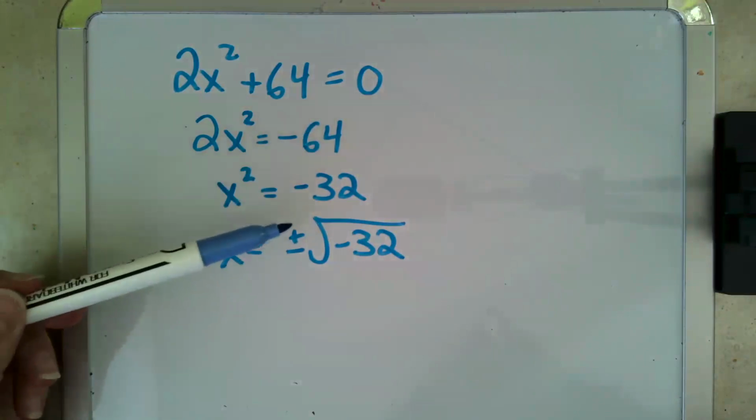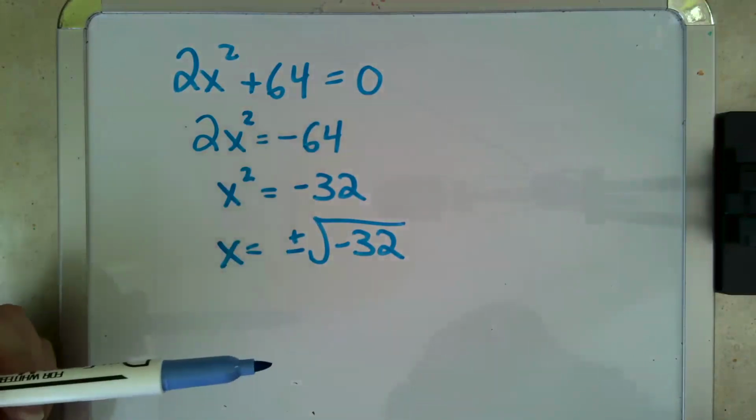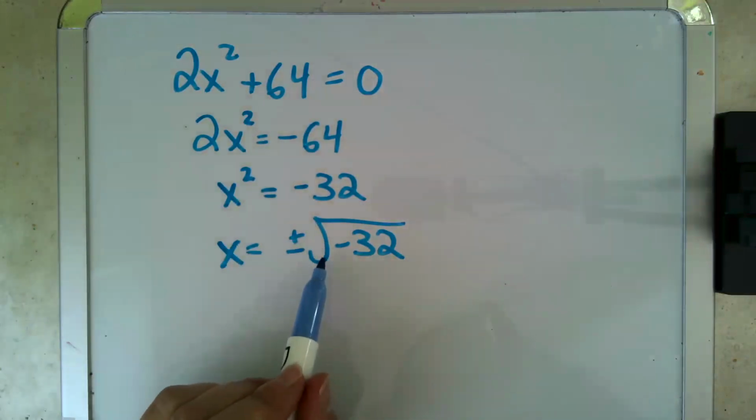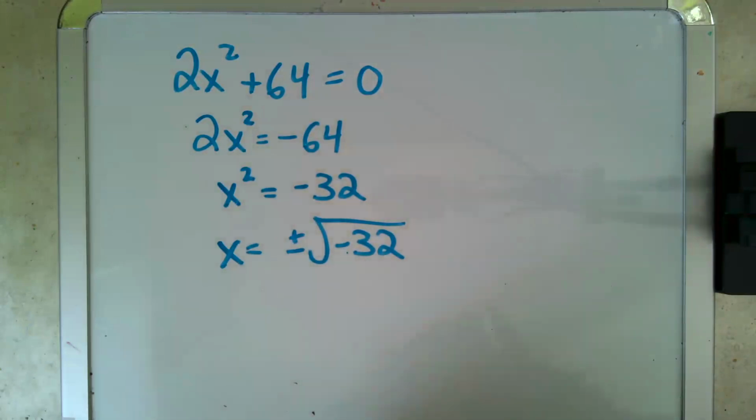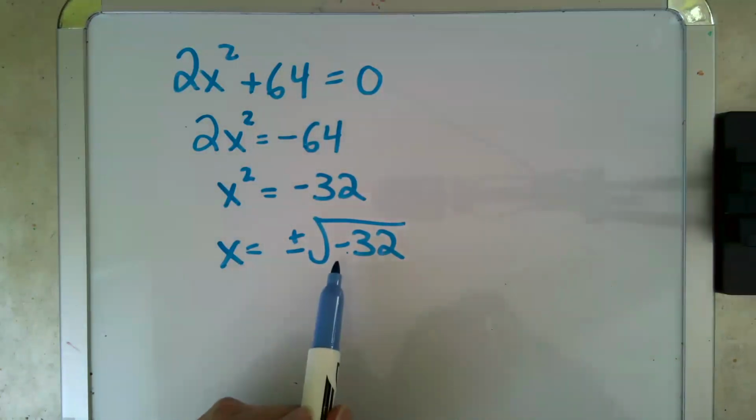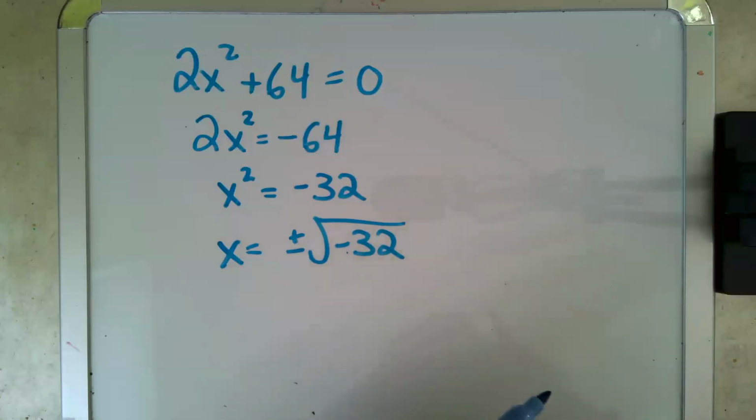Square root of this gets us a plus or minus, and here's where we run into the head scratcher. The square root of negative 32. Well, we all know that something times itself can never be a negative, hence imaginary numbers.